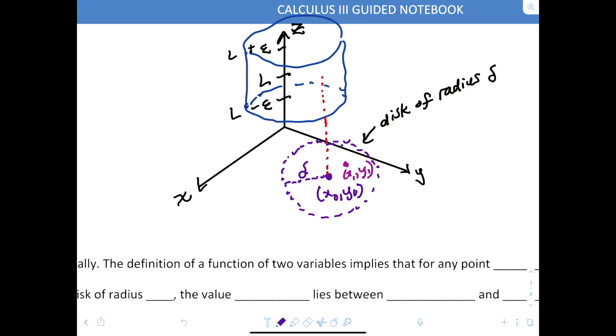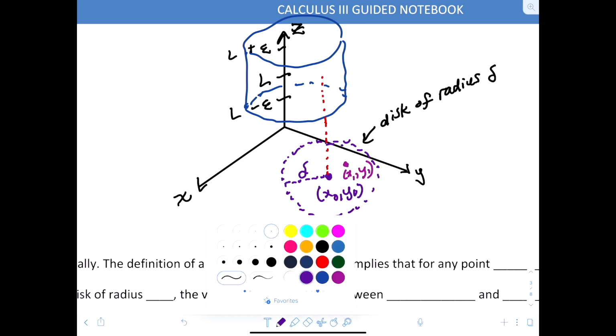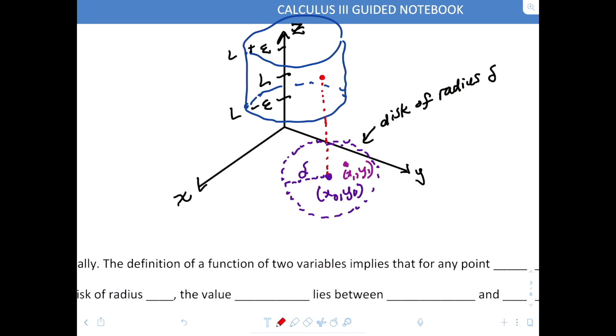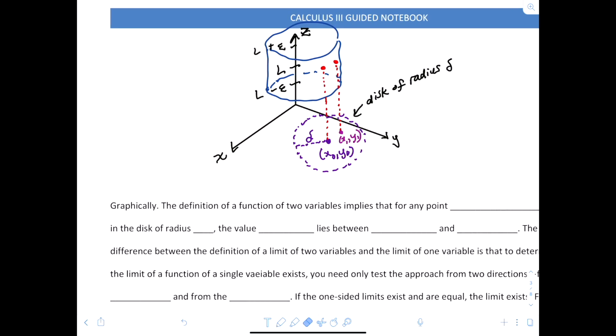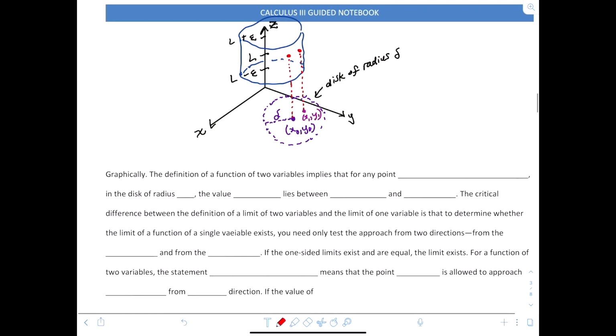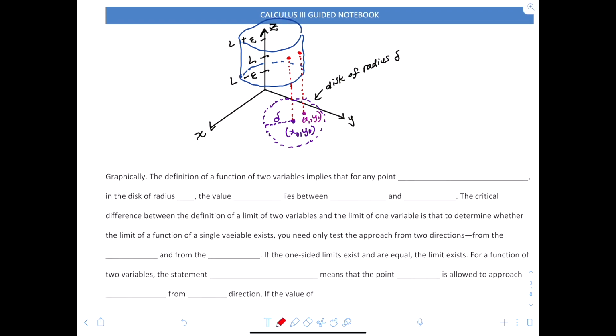So now the x0, y0 lands somewhere in here. Anything that's in here, any point that meets the requirement, has to land somewhere between L minus epsilon and L plus epsilon. Okay, so let's just take a look. I've got a little bit more to say about it. Let's just take a look here, and then we'll move on to some examples.